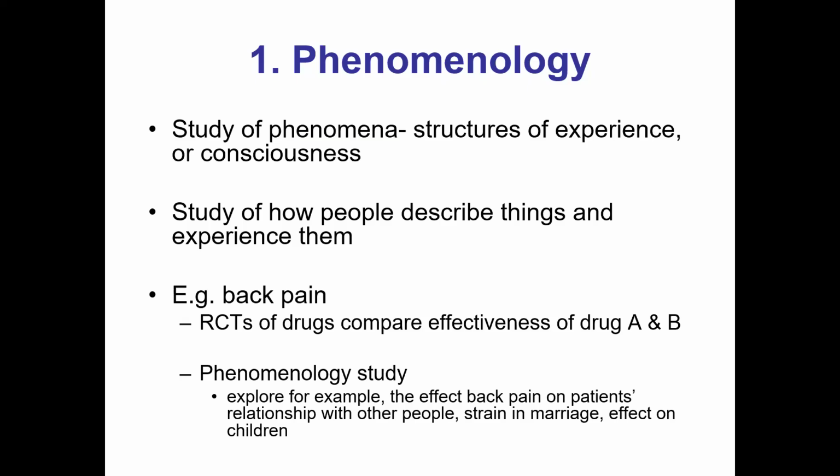For example, take back pain. In randomized controlled trials, you compare the effectiveness of drug A and B. In a phenomenological study, the example would be the effect of back pain on the patient's relationships with others. You compare and take down in the script: strain in marriage, effect on children, and what the family histories are.